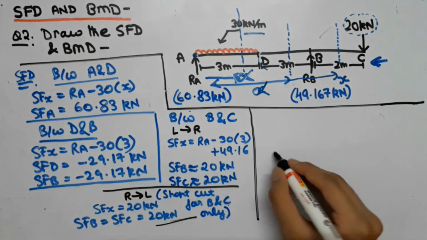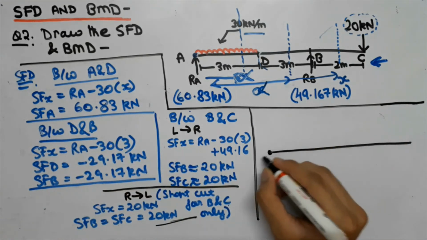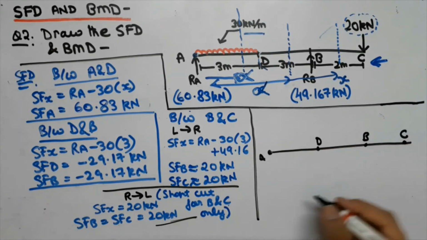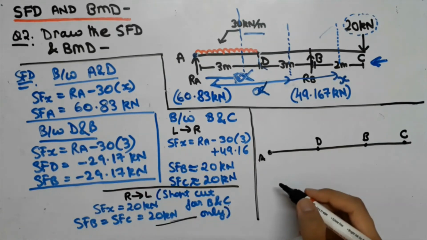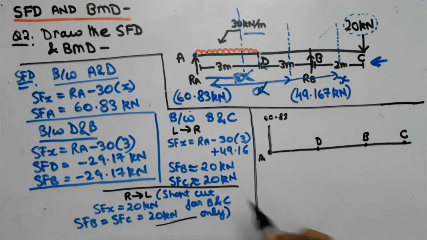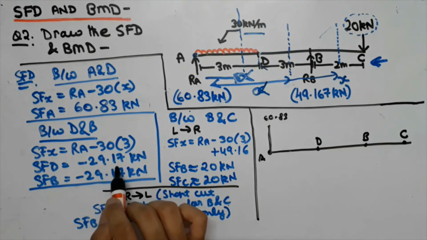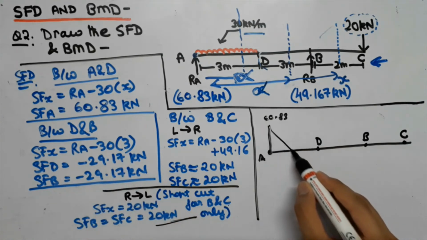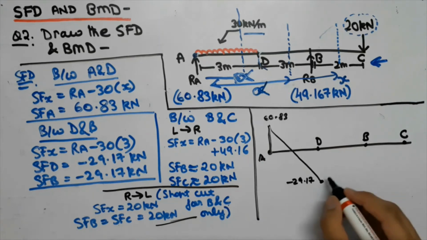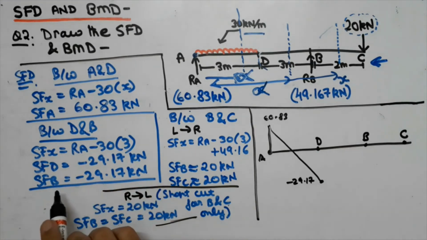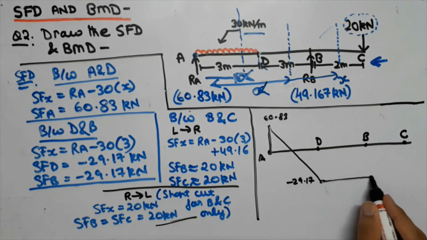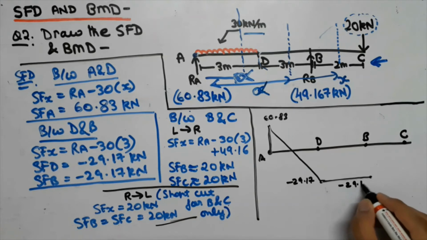That is, first of all, we are going to take the axis and we are going to put the points A, D, B and C. So now first of all we know that point A has a force of 60.83 kilonewton, and similarly the value of D is minus 29.17 kilonewton, so we will take it till that point, that is minus 29.17 kilonewton. And guys, we know that the shear force at point D is equal to the shear force at point B. So it will be a constant line joining these 2 points. That is, this is also a point of minus 29.17.